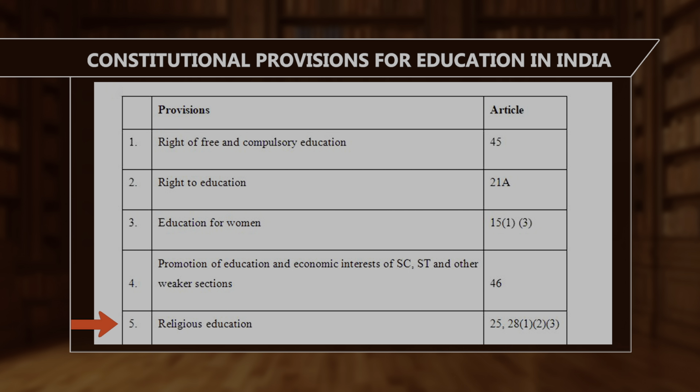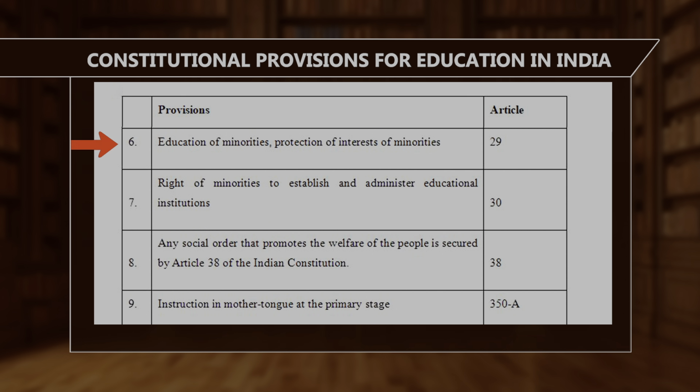Next are the various religious educational rights, which are given under Article 25, 28, Clause 1, 2 and 3. Next is education of minorities, protection of interest of minorities, which is given under Article 29 of the Constitution. Next is the right of minorities to establish and administer educational institution, that is Article 30. Any order that promotes the welfare of the people is secured by Article 38 of the Indian Constitution.